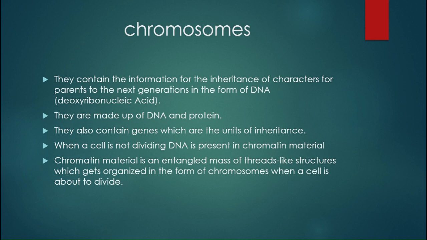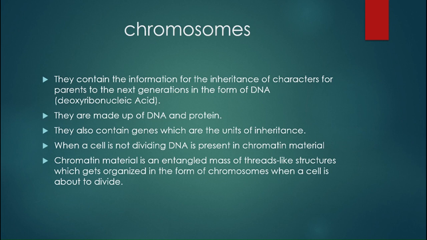Now, these chromosomes are made up of DNA and protein, and they also contain genes, which are the unit of inheritance. And when the cell is not dividing, the DNA is present in chromatin material. So, what is this chromatin material? Chromatin material is an entangled mass of thread-like structure.